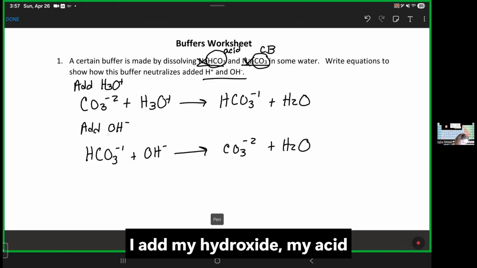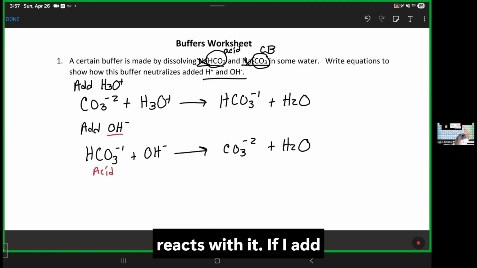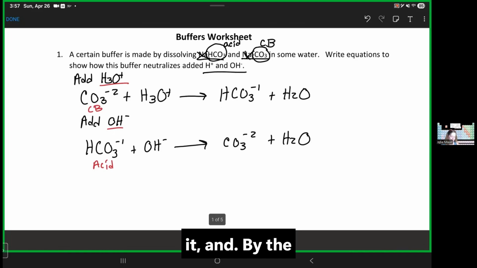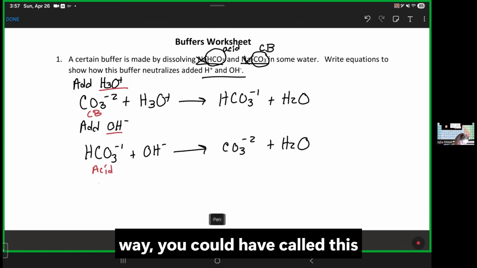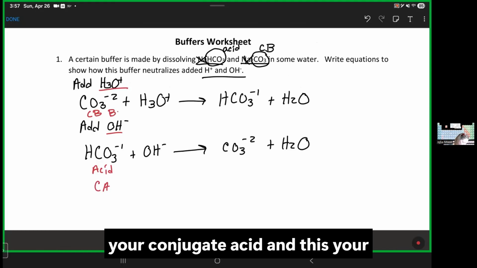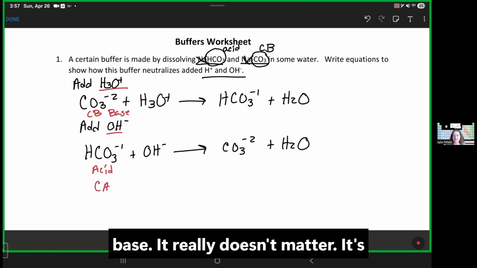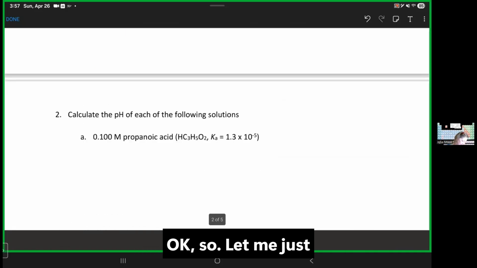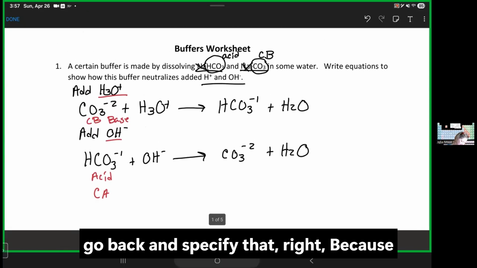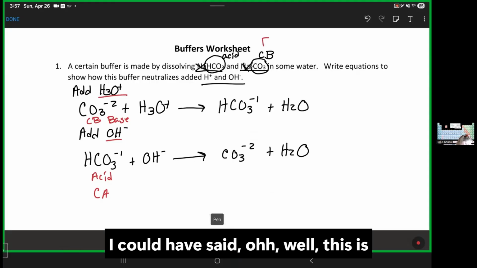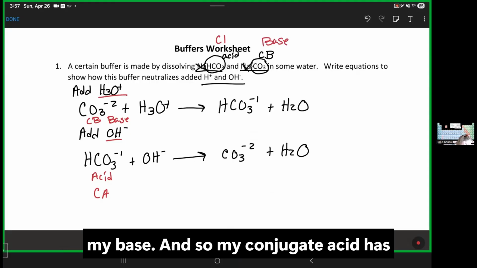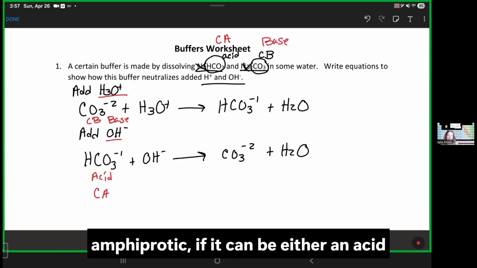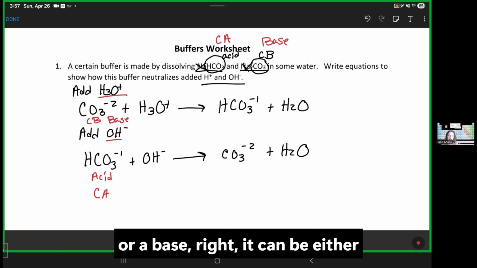If I add my hydroxide, my acid reacts with it. If I add acid, my conjugate base reacts with it. And by the way, you could have called this your conjugate acid and this your base. It really doesn't matter. It's kind of the same thing. Let me just go back and specify that, because I could have said this is my base, and so my conjugate acid has one more hydrogen ion. If it's amphiprotic, it can be either an acid or a base, either one.